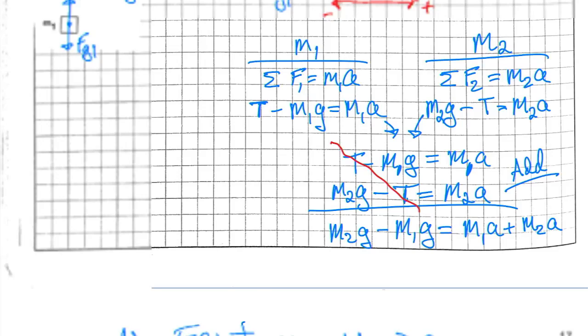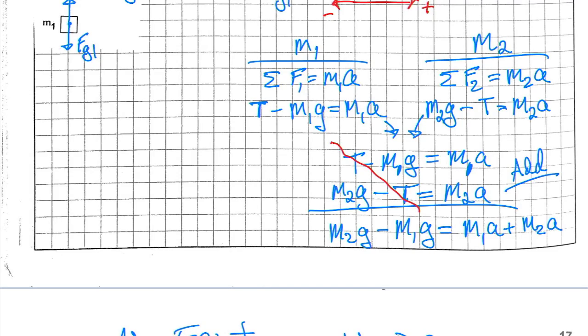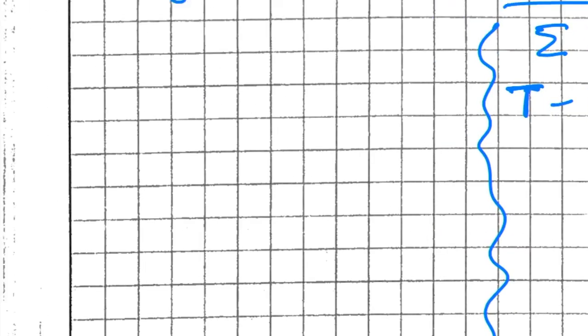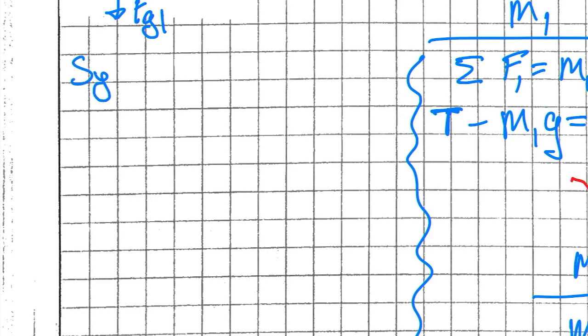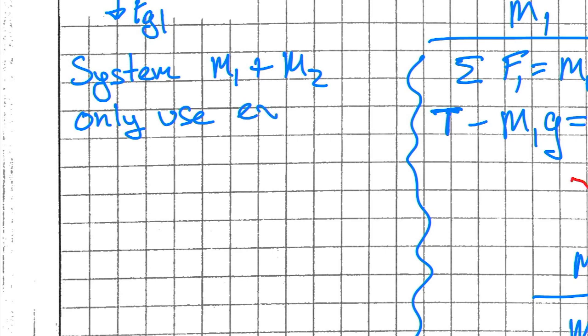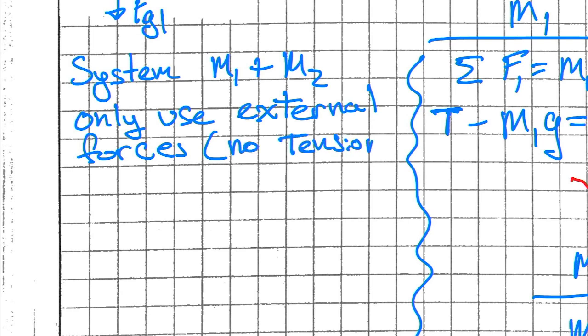Now, there's another approach that you can take to these kind of problems. The other approach is a little more straightforward. It is a system approach, with m1 and m2 together. And for a system approach, you only use external forces, which means no tension, because tension now is a force between M1 and M2. Maybe I should say M1, M2, and string.